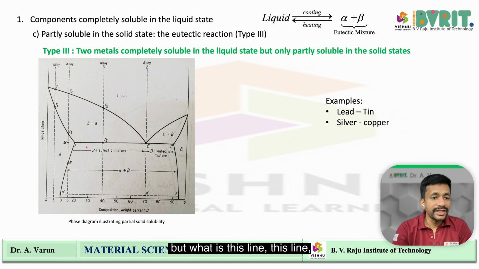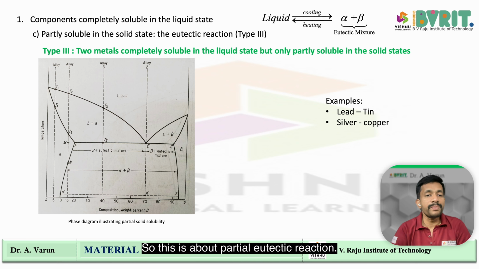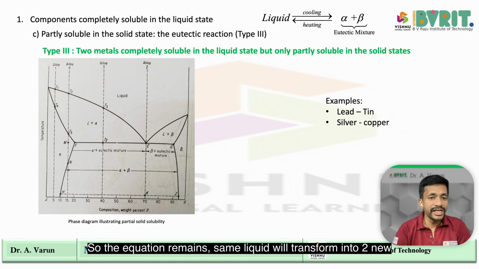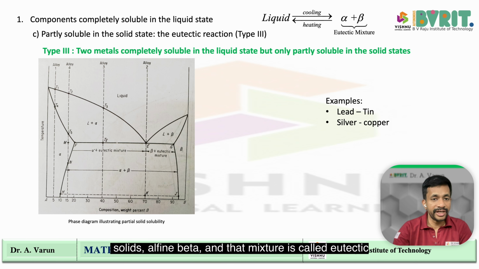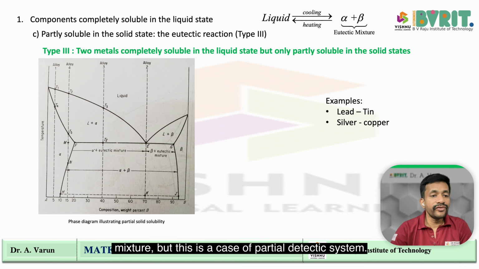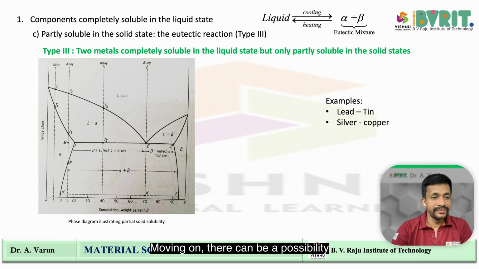But what is this line? This line, which is new, is called the solvus line. Solvus. So this line will separate complete solubility from insolubility, and these lines both here and here are called solvus lines. So this is about partial eutectic reaction. So the equation remains the same. Liquid will transform into two new solids, alpha and beta, and that mixture is called eutectic mixture. But this is a case of partial eutectic system.